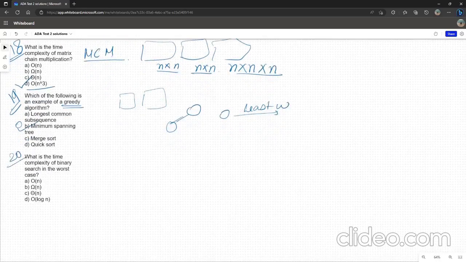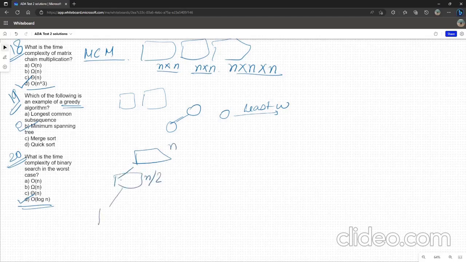And 20th and last question is, what is the time complexity of binary search in worst case? So binary search in the worst case can be log n, because if we have n, it will be divided into n by 2 at each point. So if we have to go through to the last, it will be log of n.